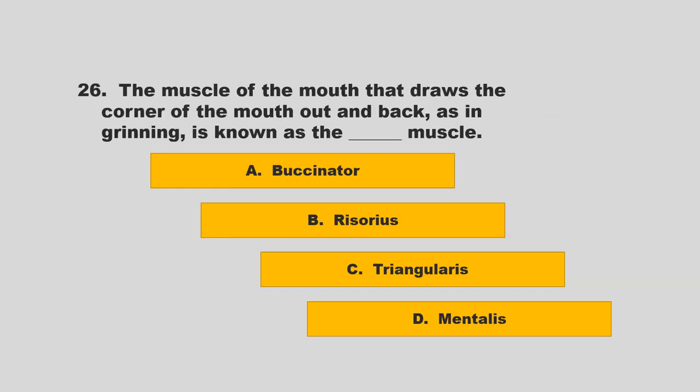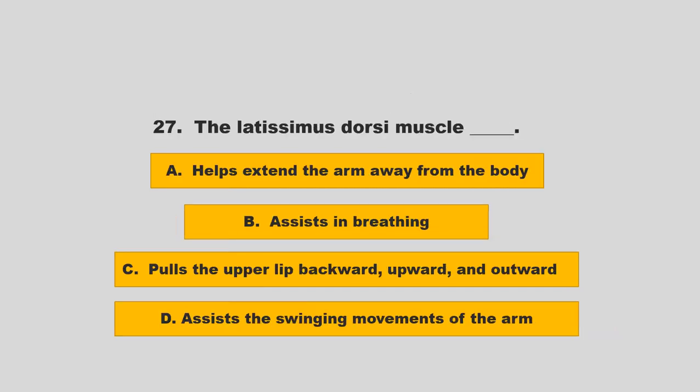The muscle of the mouth that draws the corner of the mouth out and back, as in grinning, is known as the blank muscle. Buccinator, risorius, triangularis, mentalis. If you chose B, risorius, you are correct.